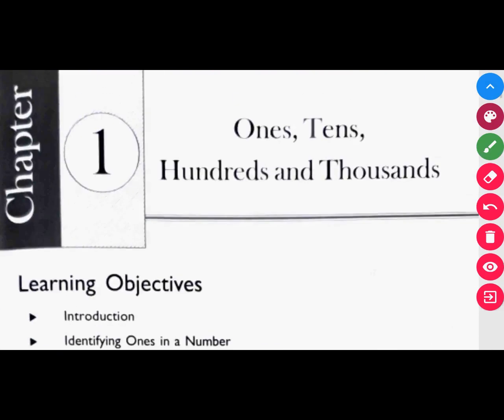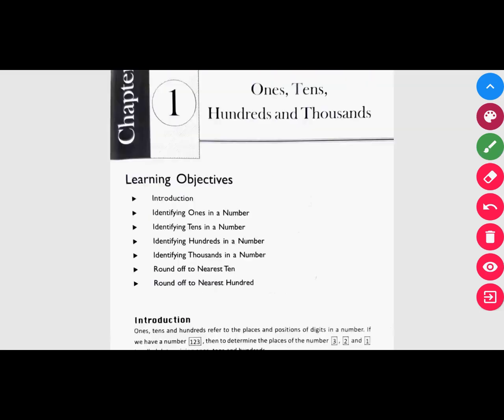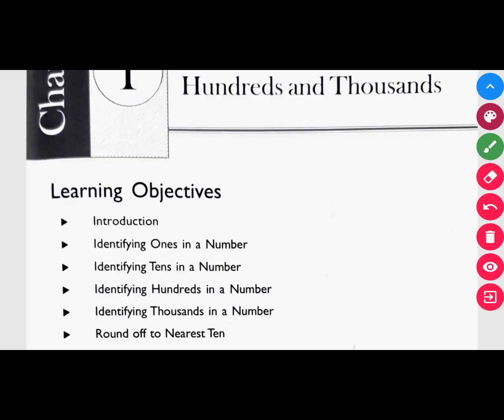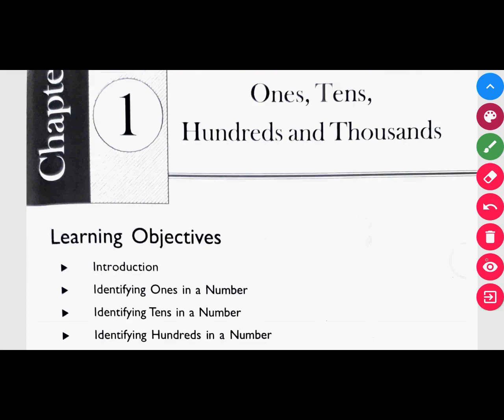So the very first topic is the introduction of ones, tens, hundreds and thousands in a number. What is meant by ones, what is meant by tens, what is meant by hundreds? See, if we take any two digit number, say 52, then in the number 52, this 2 is kept in the unit place and the 5 is in the tens place.